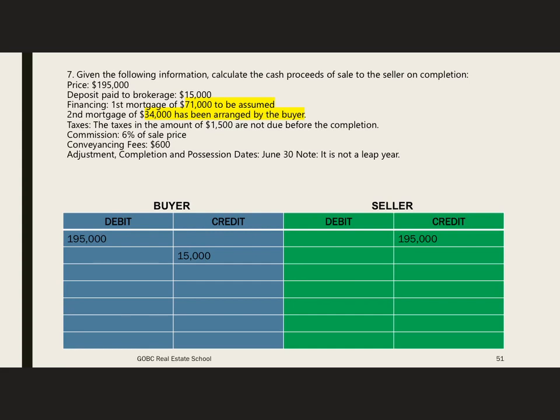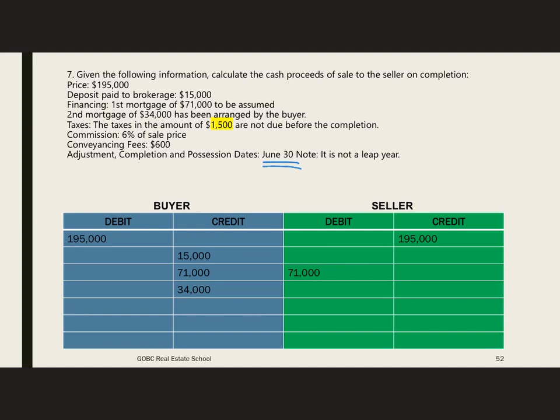There's a second mortgage that the buyers figured out on their own, so we need to give that $34,000 as a credit to the buyer as well. So there we go, we have them all on there. Now it says the taxes in the amount of $1,500 are not due for completion, before completion.